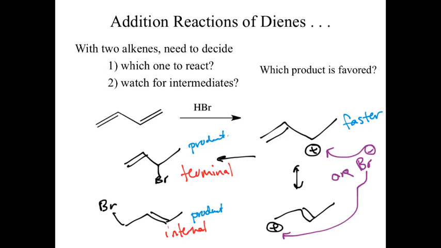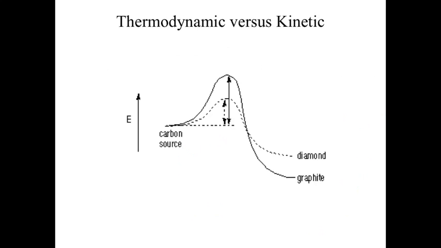Okay, the easiest one to evaluate would be thermodynamics. If we look at thermodynamic control, what we'd want to do is change temperatures. So let's take a look at thermodynamic versus kinetic with something you may recognize already. Diamond and graphite are both possible carbon configurations. Diamond happens to be thermodynamically less stable than graphite. Hence it has a higher energy, at least in this picture, than our graphite.